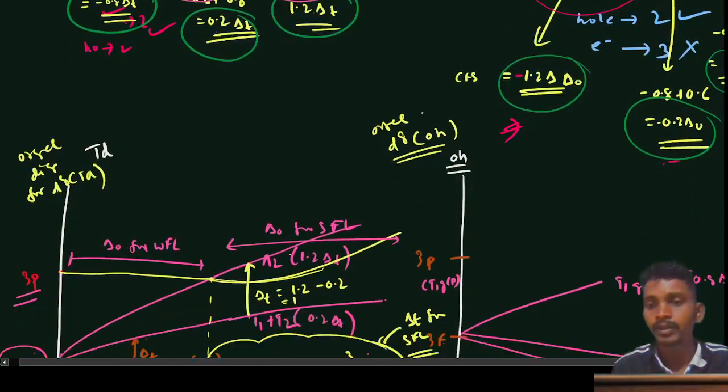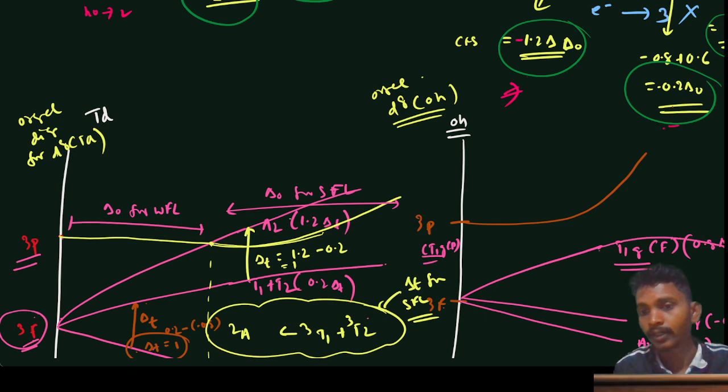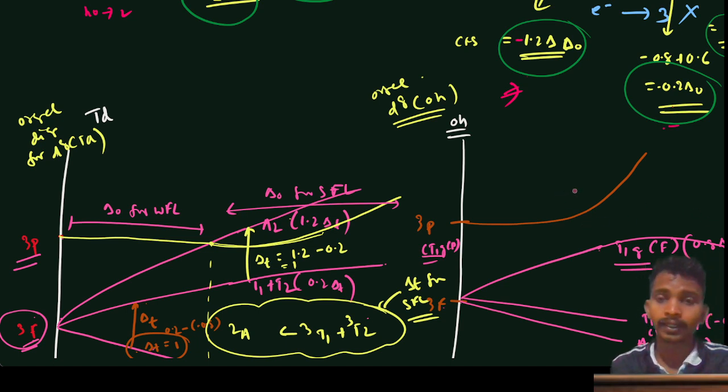Now here you see that T1G has come, and here also T1G is there. So now the repulsions will happen, so there will be no crossover of points. This will go like this, and this is also T1G, this is also T1G, so this also goes like this. So there will be no crossover points. Here there is no concept of weak field and strong field ligands, so delta T is same for all.